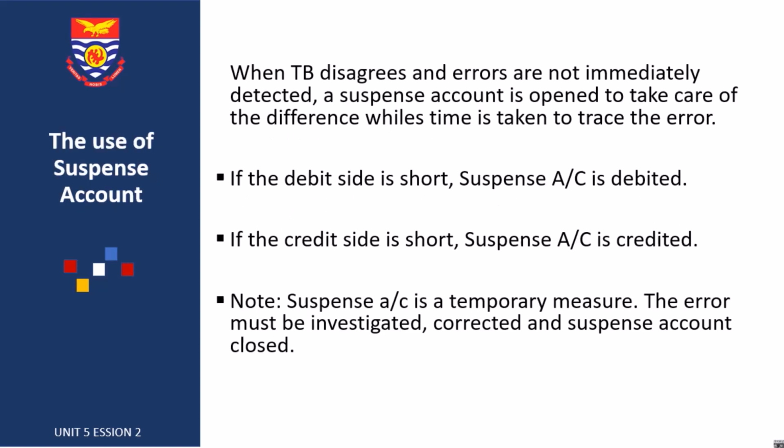The use of the suspense account. When the trial balance disagrees and errors are not immediately detected, a suspense account is opened to take care of the difference whilst time is taken to trace the error. If the debit side is short, suspense account is debited. If the credit side is short, suspense account is credited. Note, suspense account is a temporary measure. The error must be investigated, corrected, and suspense account closed.